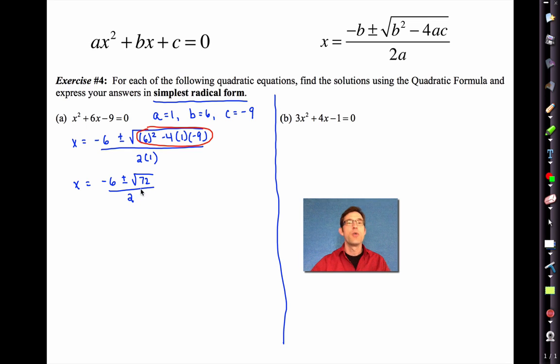All right. Resist the urge of taking the 2 and dividing it into the 72. Never let a number that's outside of a square root divide into a number inside of a square root. They're not the same kind of beast, so try to resist.